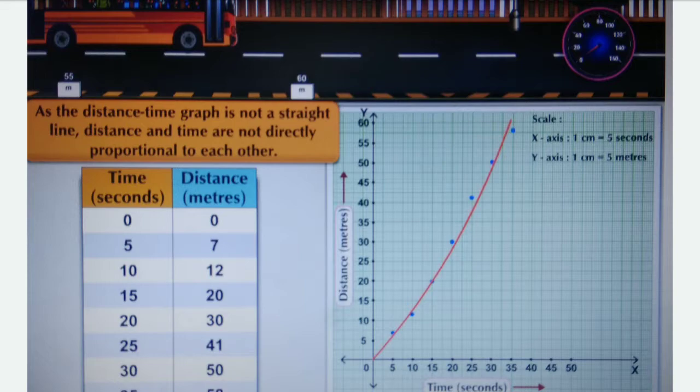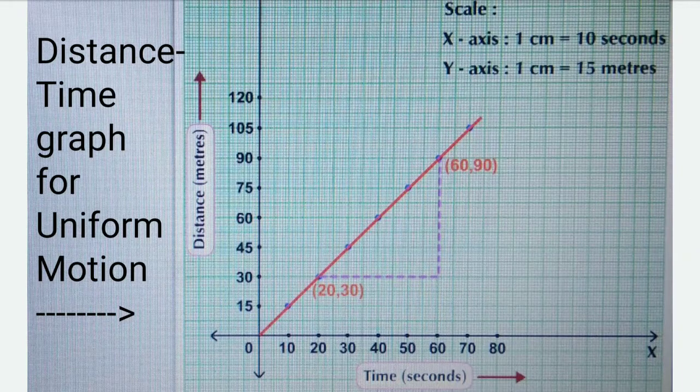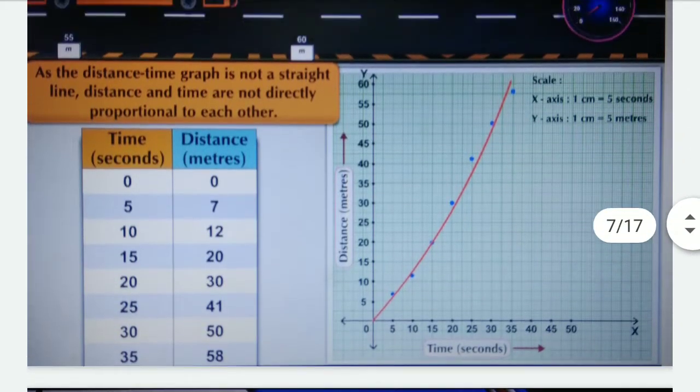Again, we will see the previous slide. In this slide, what is shown, an object in uniform motion covers equal distance in equal time intervals. The graph between distance and time is a straight line graph. This shows that when the object has uniform motion, the graph of distance time is a straight line graph. Now observe this table.